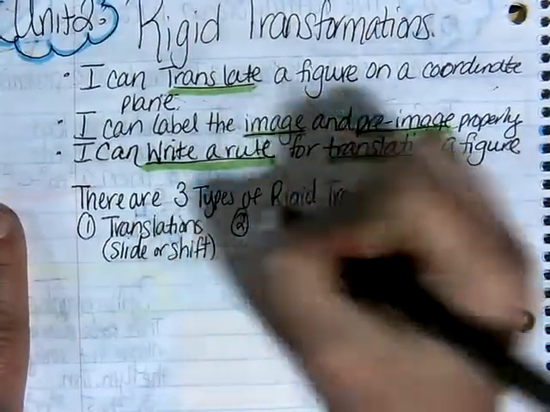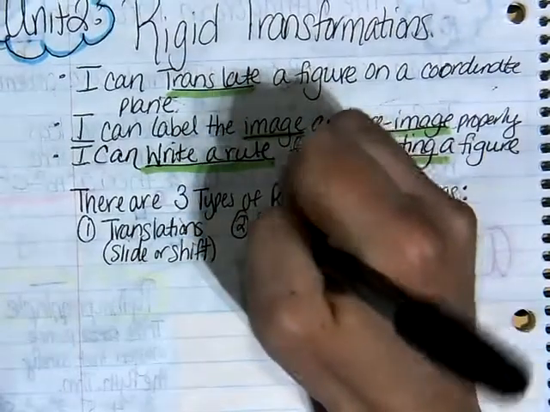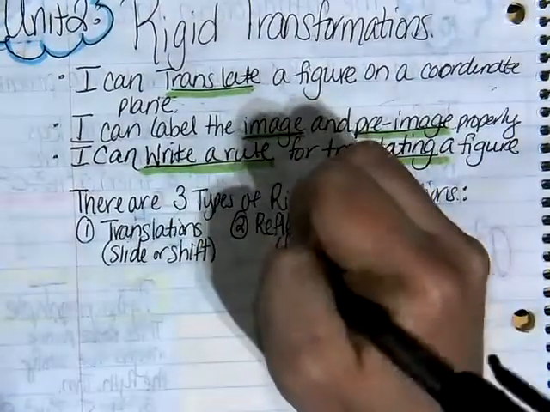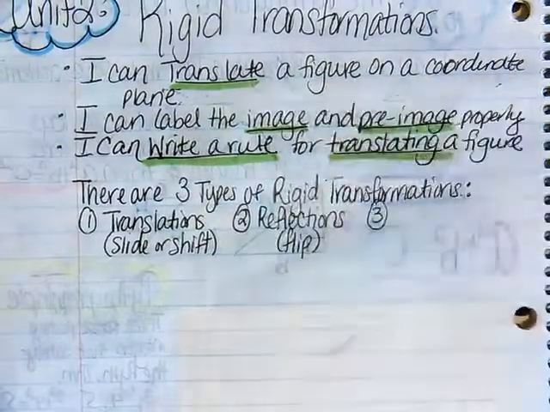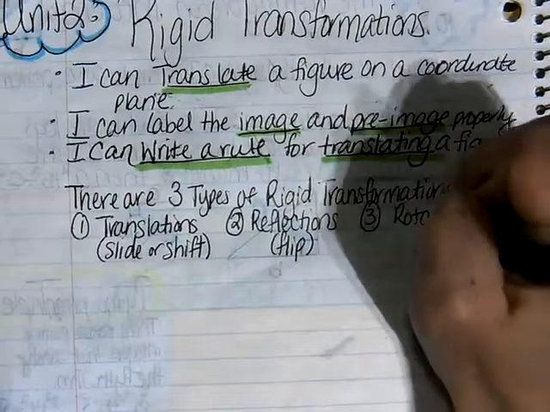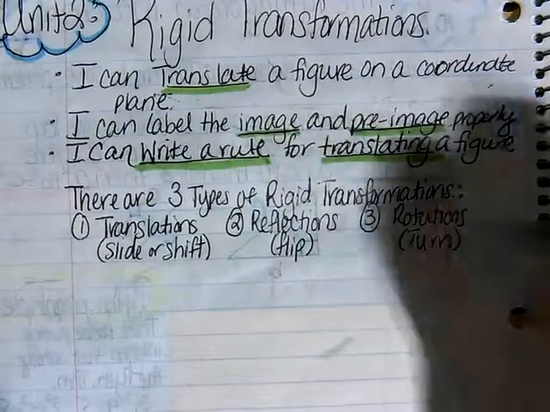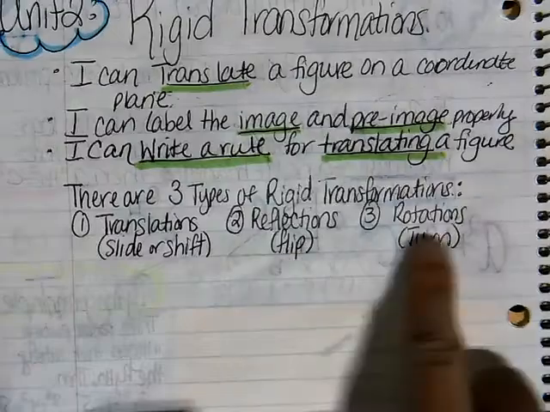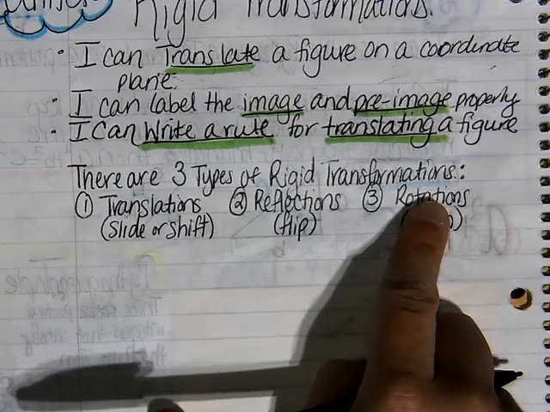The second one, which we will be talking about in our next lesson, is called reflection. Reflections is where you flip a figure. And the third type that we'll be talking about after reflections is called rotations. And rotations is where you take a figure and you turn it. So we have slide or shift, flip, and turn: translations, reflections, rotations.